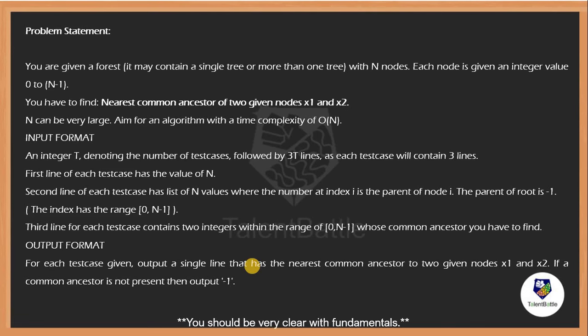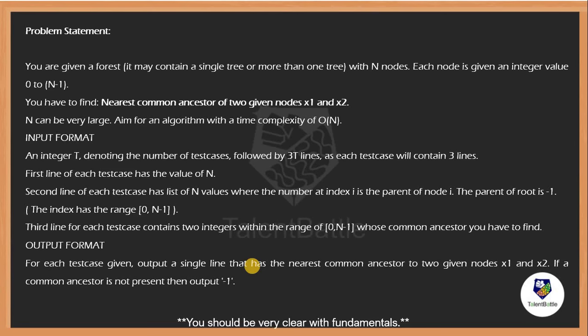So when we say that the number at index I is the parent node of I, it means the values that they will provide, according to this statement we have to work with it. When we discuss the steps of finding the nearest common ancestor, this part will be clear. Then output format says that for every test case you have to output a single line which consists of the nearest common ancestor of the given nodes x1 and x2.